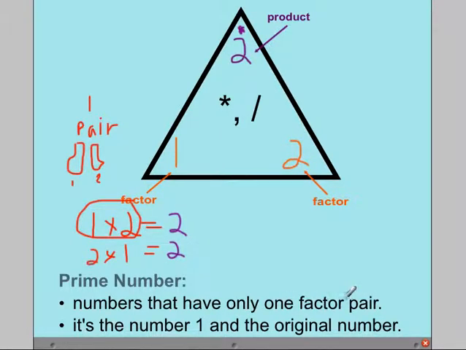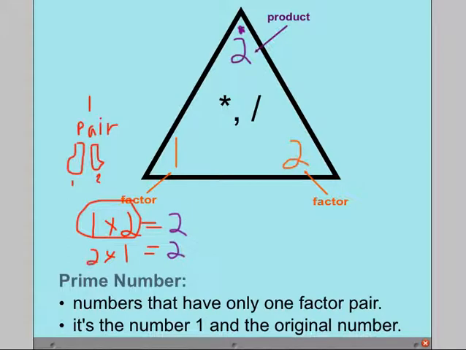So when we have 1 factor pair for a number, that means it's going to be a prime number. And an easy way to remember this is that it's just the number 1 and whatever the product number is. In this case, it's 2. Okay, so that's an example of a prime number.